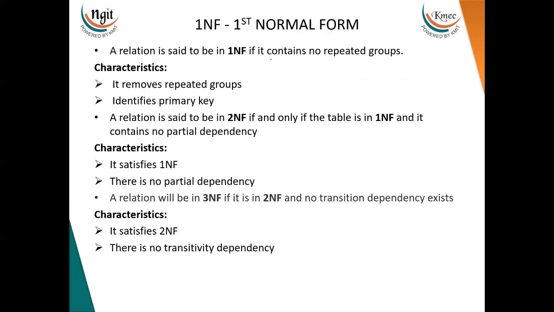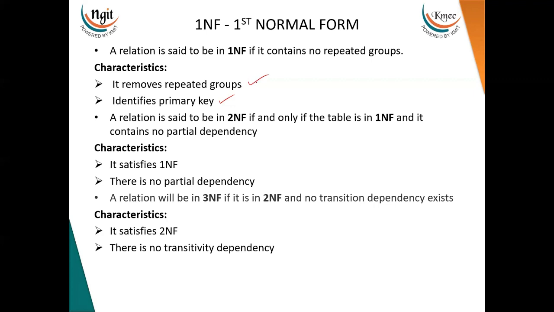A relation is said to be in 1NF if it contains no repeated groups. 1NF means a relation is said to be in first normal form if and only if it contains no repeated groups. So what are its characteristics? It removes repeated groups as well as it identifies the primary key. Primary key is what? Primary key is an attribute which does not contain any duplicates as well as it does not contain any null value. With the help of a sample relation, we will be understanding what is 1NF, 2NF, and 3NF.